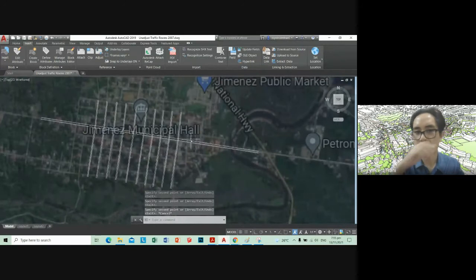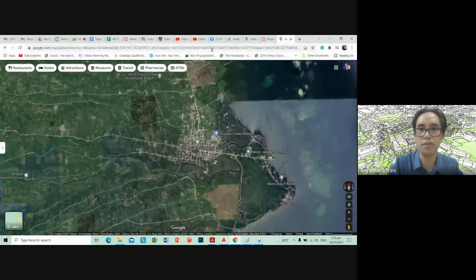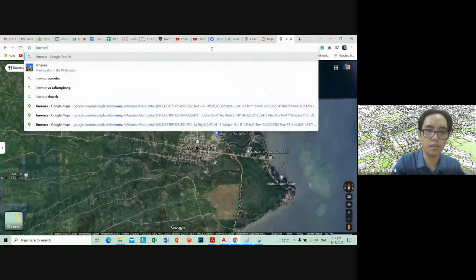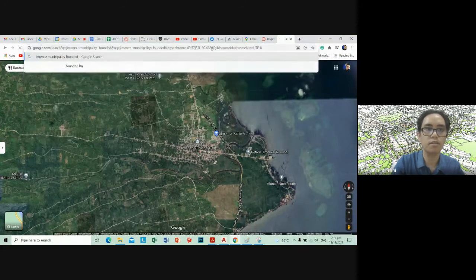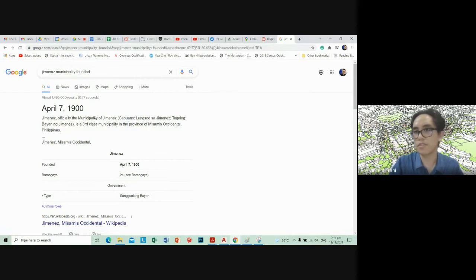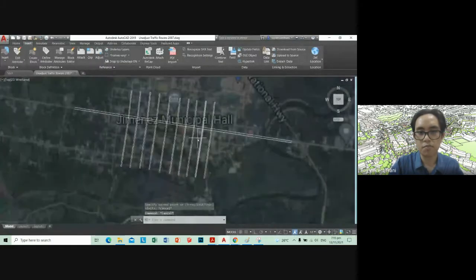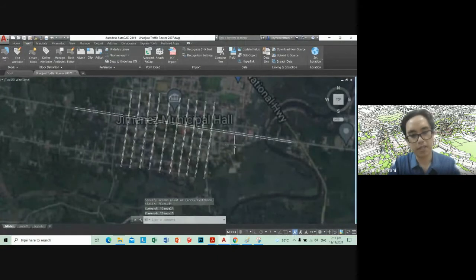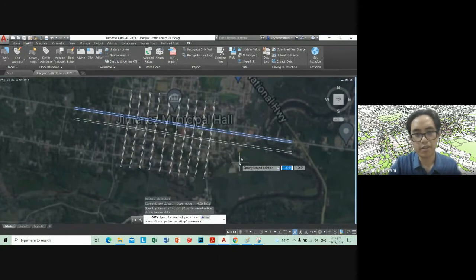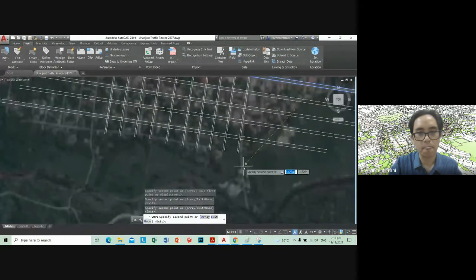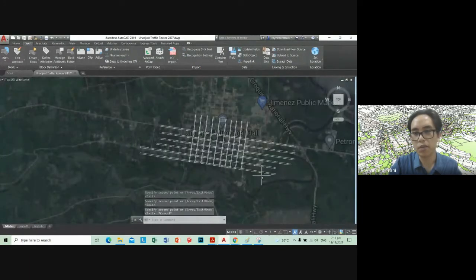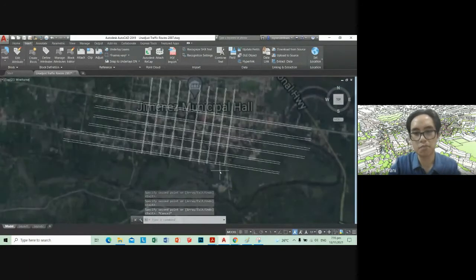So you can also describe, if you want, when the city was founded. We can easily Google that. Jimenez Municipality, founded. Oh, exactly 1900, April 7. So that's probably why it was able to maintain this grid pattern, most likely due to American planners working with Manila and the national government, just prescribing the grid pattern.